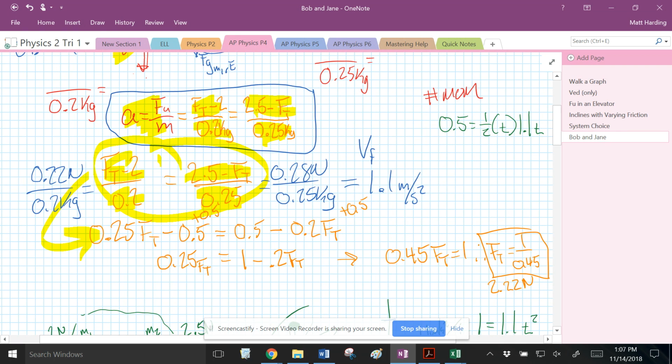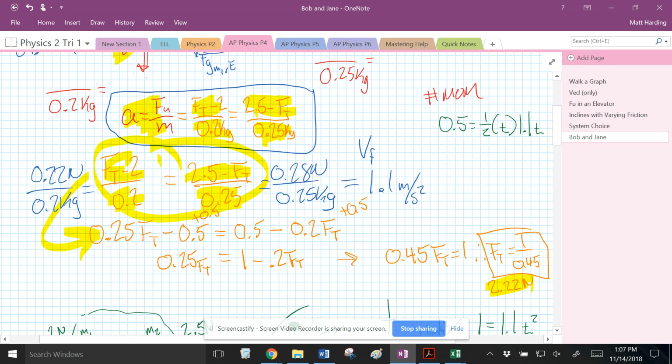So I multiply both sides by 0.25, multiply both sides by 0.2 to get this all on the top line, and then my only unknown is FT. So again, I just collected the terms, and eventually I get 0.45 FT equals 1. So FT equals 1 over 0.45. That shakes out to be 2.22 newtons.